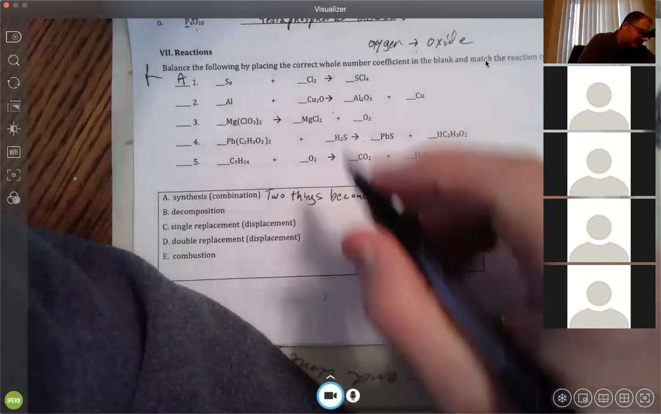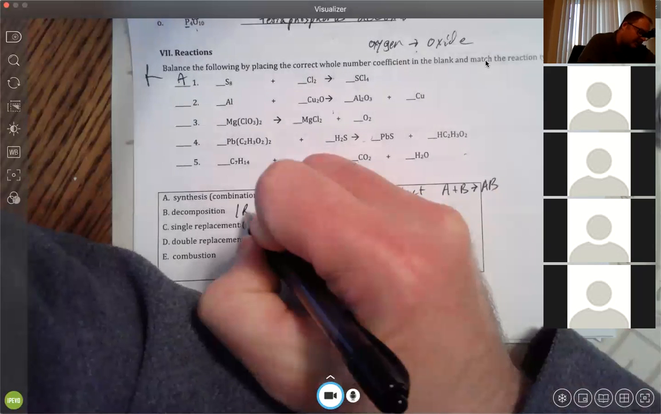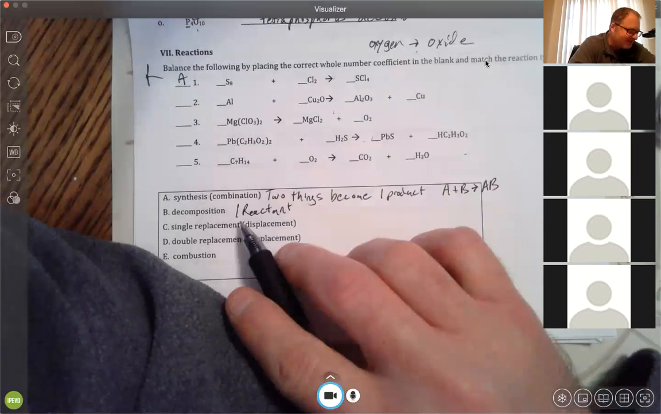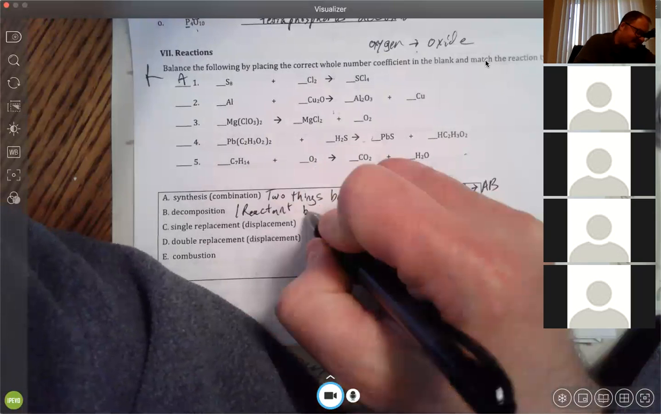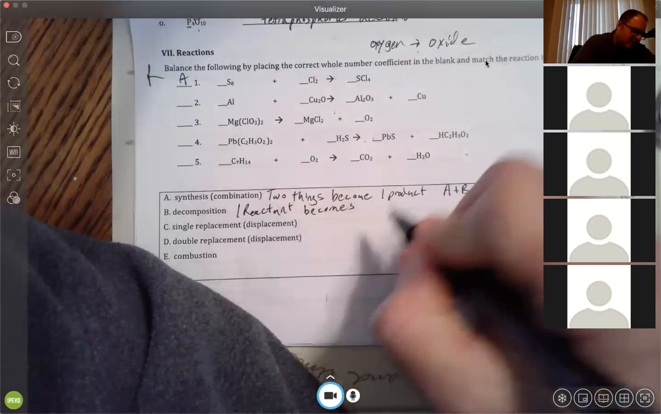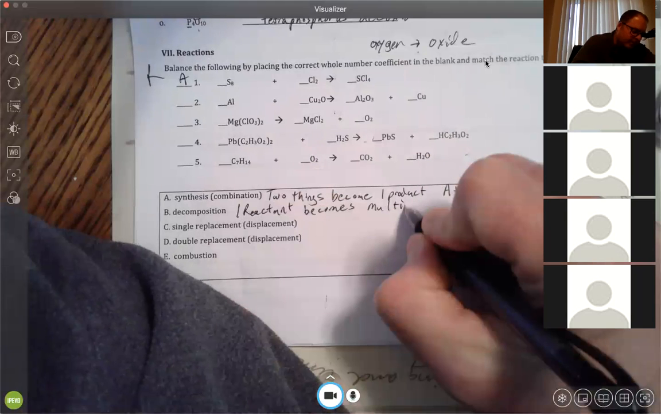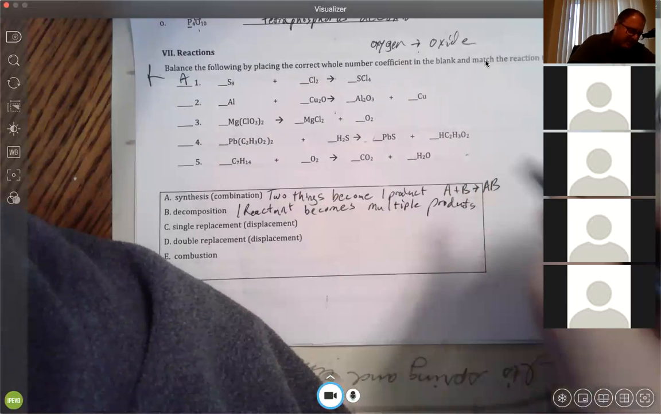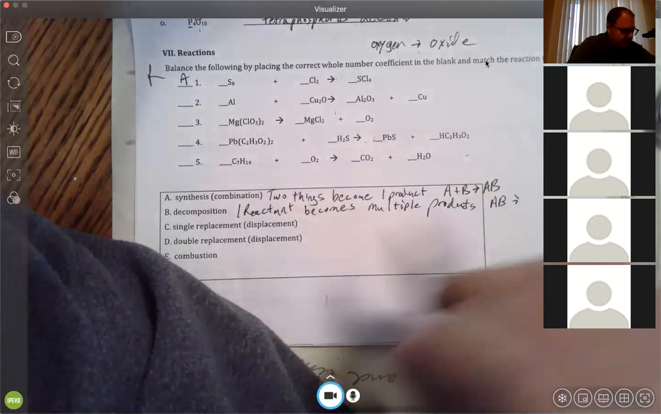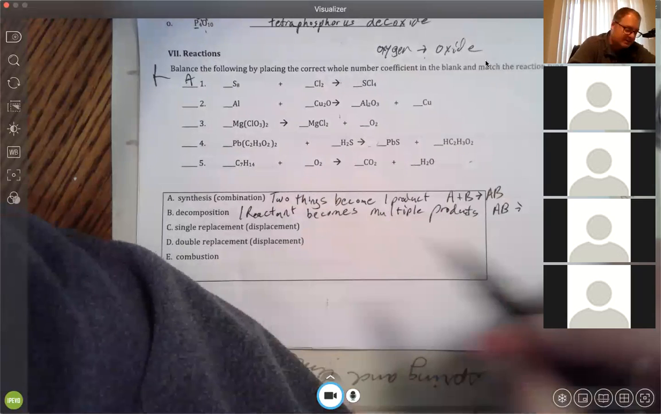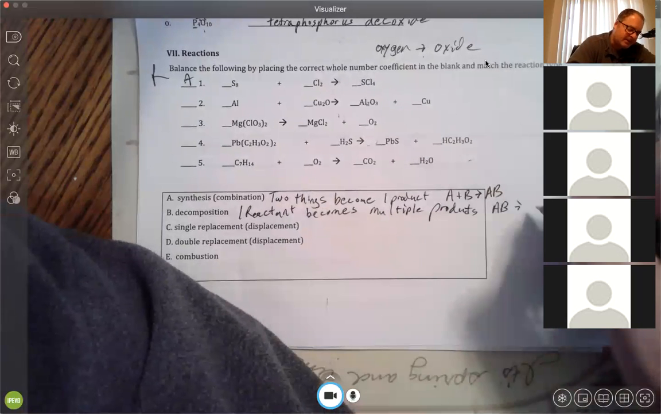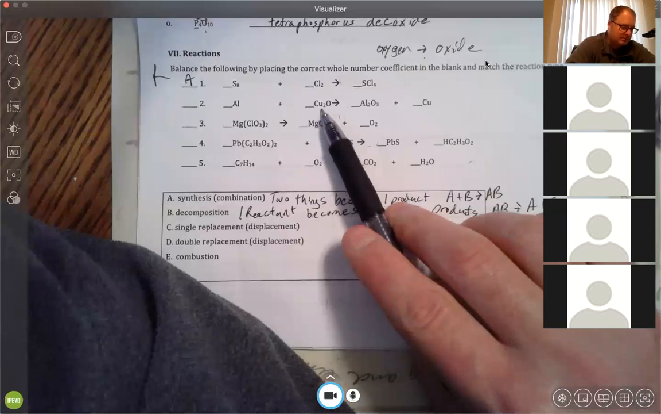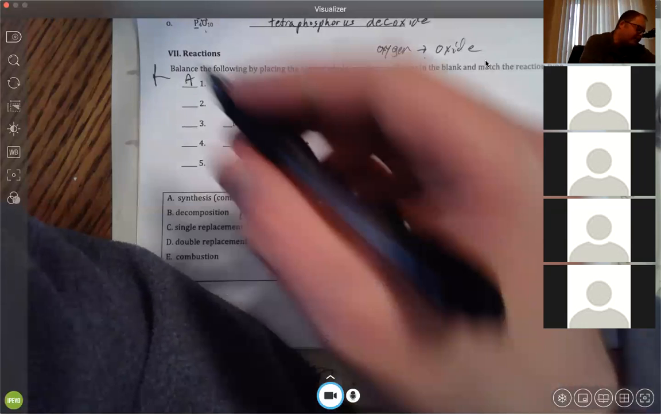A decomposition is one reactant becoming multiple products. I'm going to use better terms, I hope. So we'll just do the opposite. The decomposition is the opposite of the synthesis. AB becomes A plus B. So here we have one reactant, multiple products.